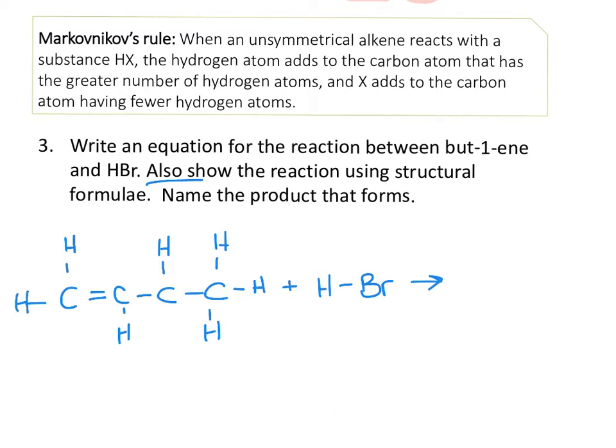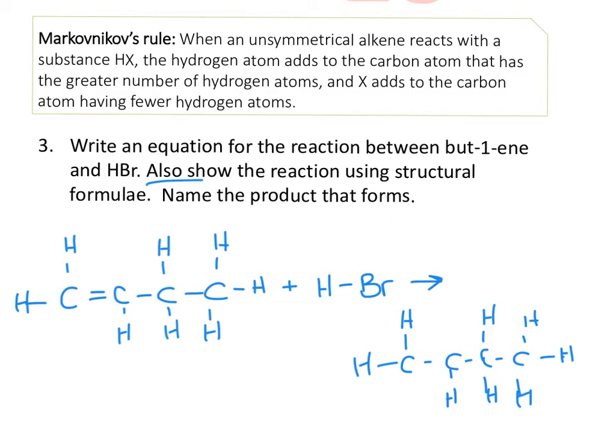So we have 1, 2, 3, 4. All right. The third carbon still had 3 hydrogens. The third one should have 2 there. So the third one still has 2. The second one has 1. And the first one has 2. So where do we put the hydrogen and the bromine?